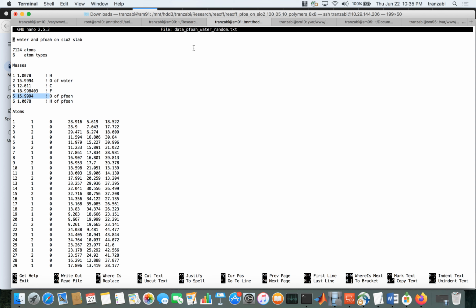So with that, I hope you will be able to generate this data P4 water random txt out of the output file from PACMO.